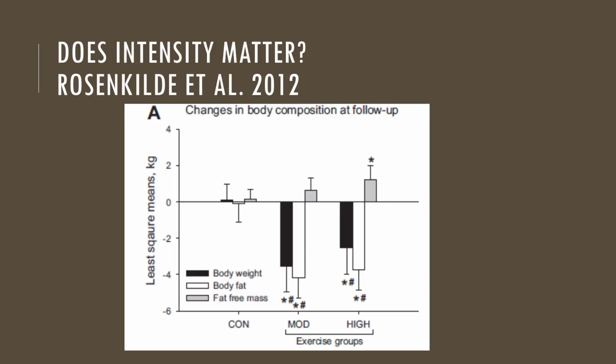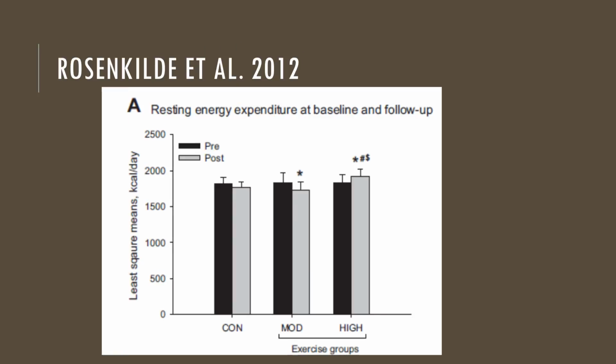In the moderate group, you see that body weight decreased by about 3.5 to 4 kilograms. That's quite a bit, 8 to 10 pounds. Body fat decreased considerably as well, and muscle mass went up a little bit, but not statistically significantly. But in the high intensity group, body weight decreased, body fat decreased, and muscle mass went up. So likely there is a change in metabolic rate as well, which is what they looked at.